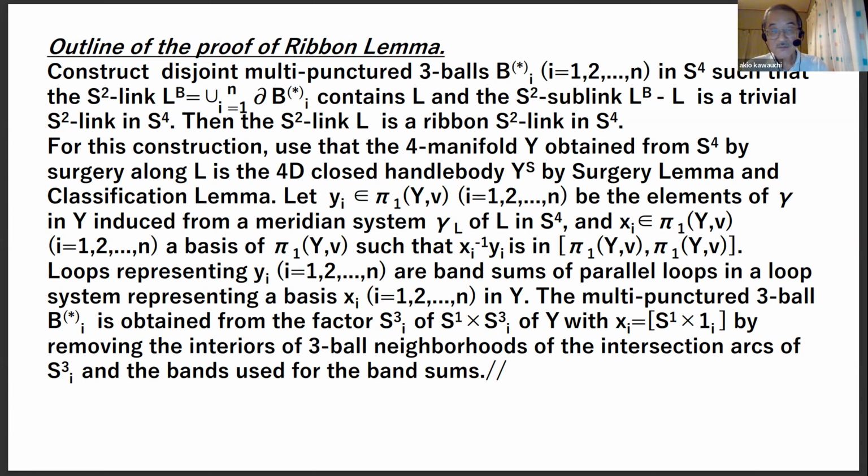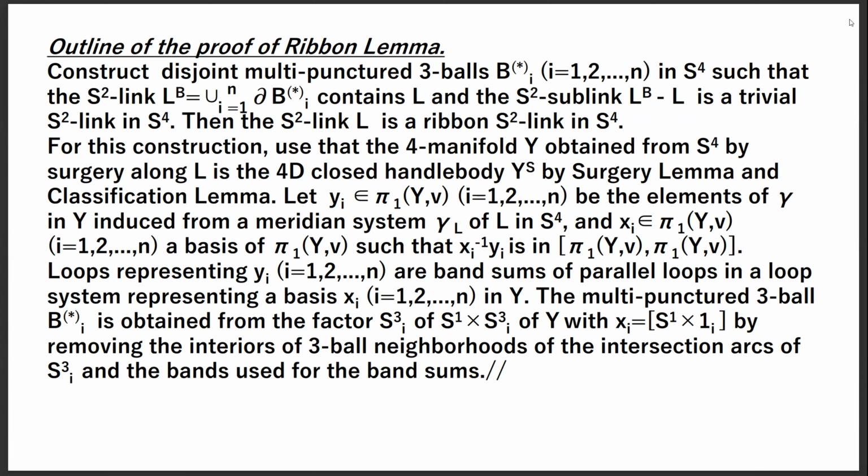The multi-punctured three-ball B*_i is obtained from the factor S3_i of the handle summand S1 cross S3_i, with x_i represented by S1 cross a point, by removing the interiors of three-ball neighborhoods of the intersection arcs of S3_i and the bands used for the band sums.